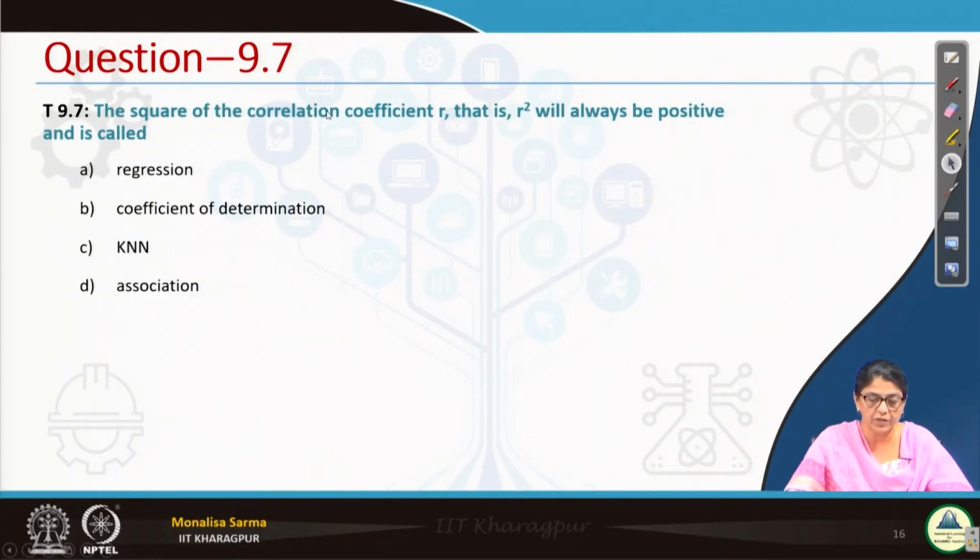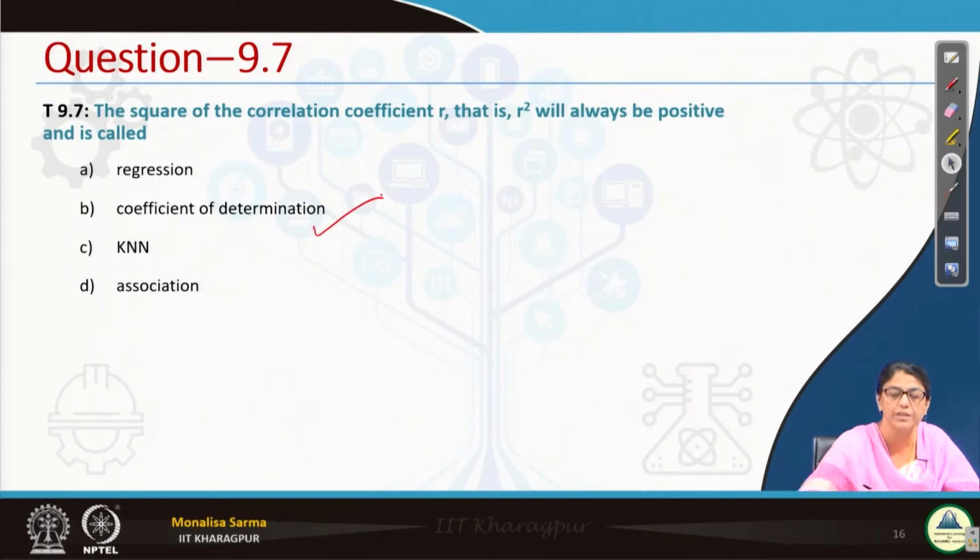The square of the correlation coefficient r, that is r square, will always be positive. Square of the correlation coefficient r, we have done an r square test. Remember what r square test where we do? And what is r square called? R square is called the coefficient of determination, isn't it?